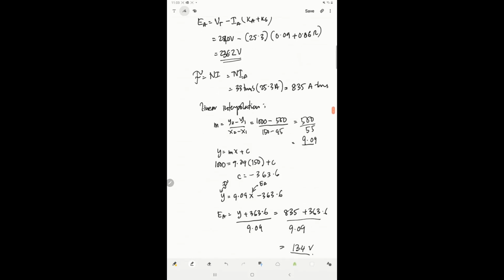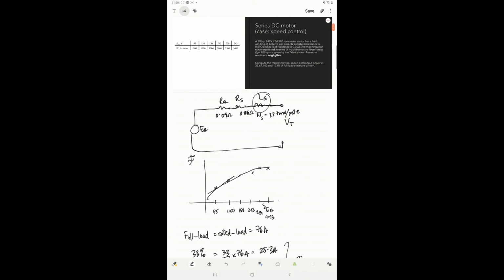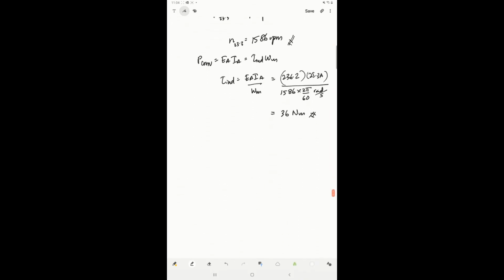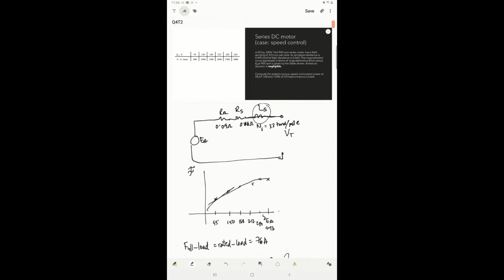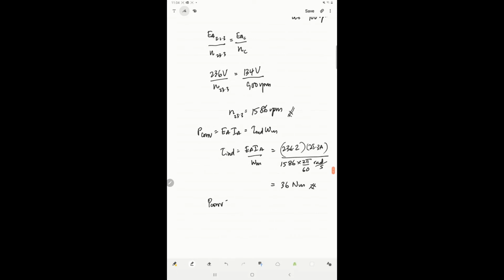Okay, and we also wanted to know the power, right? So the output power actually depends on how much rotational losses that we have. Okay, so if we have no rotational losses, in this case it didn't say anything about rotational losses, but if we don't have any rotational losses, so the converted power would be equal to the output power. Okay, so it would be EA times IA, if we have P rotational equals to 0.